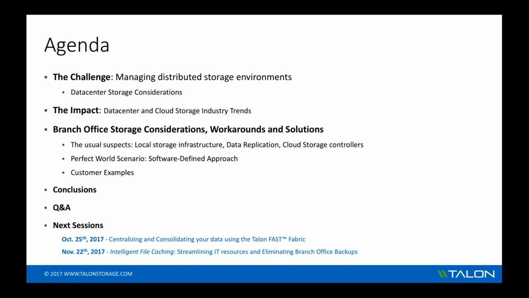Then we're going to talk about branch office storage considerations. If you're using traditional storage NAS filers out there, are you doing backup, replication, workarounds, and what solutions have worked? What solutions haven't worked? We know that a lot of organizations are now embracing the ability to start centralizing and consolidating. And how are they doing that? What seems to be working? What hasn't worked? So we're going to talk about local storage infrastructure, data replication, storage controllers.